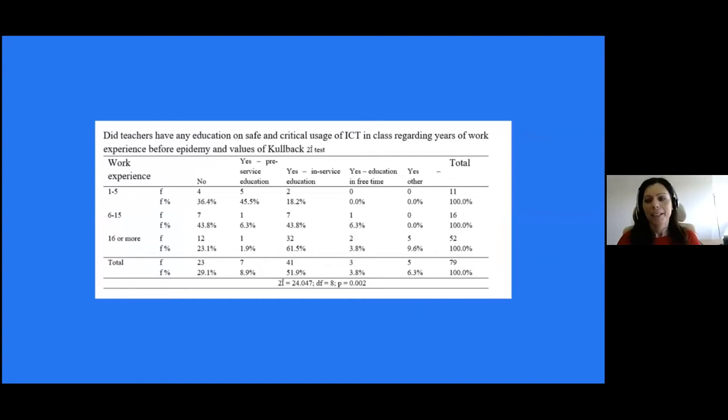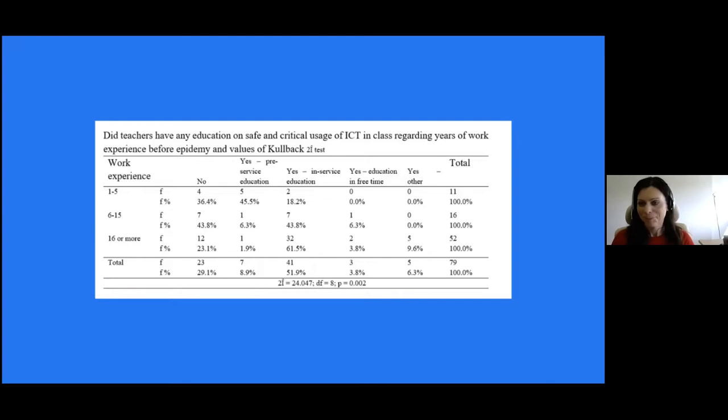And now the question that I started to discuss before: if they had any education on safe and critical use. We can see that some of them had it, some of them didn't, but the difference shows that younger or less experienced ones had more education in pre-service education, but more experienced groups had in-service education during their professional work. So maybe we can see that now also in pre-service education, ICT knowledge is given more pressure.